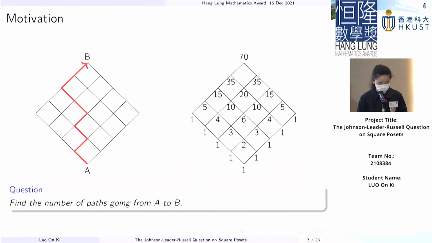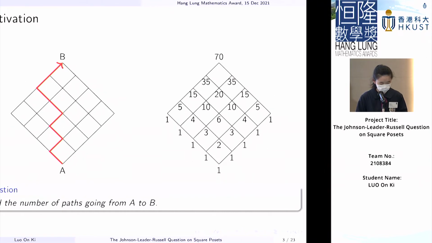To introduce the question, let's start with a classical question. Given an n by n grid, we want to find the number of paths going from A to B that only go upwards. The total number of paths can be calculated using the following method. The number on each level is the sum of the numbers on the previous levels that it connects to.